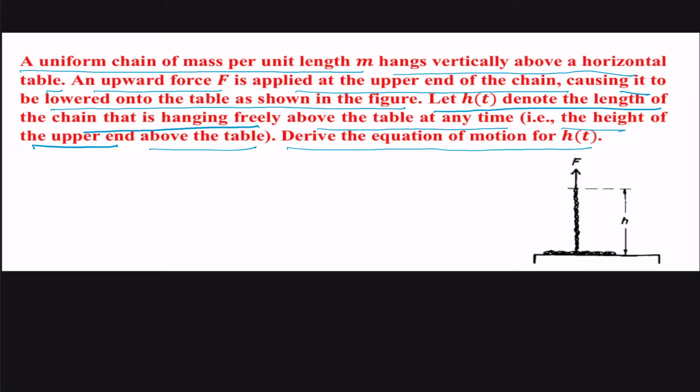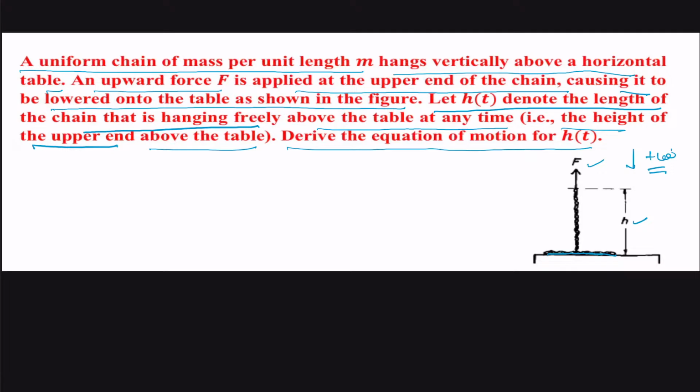Okay. So we are given that at a certain instant the height of the chain that is above the table is h, and at this particular moment the force is F, and there is a certain amount of the chain which is lying on the table. And we have to find out the equation of the motion for our h of t. Okay, that is our time dependent function. And so in this case, in the downward direction, we are going to take it as positive.